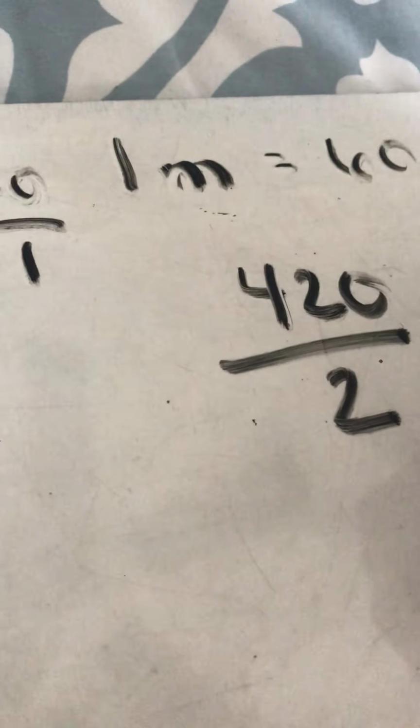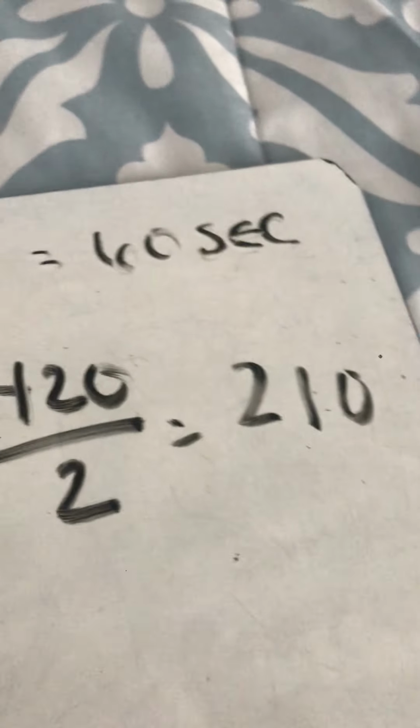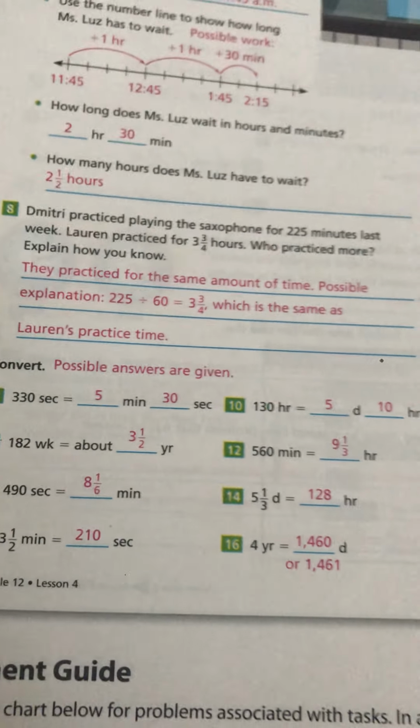What is half of 420? So we cut 4 in half, we get a 2. We cut 2 in half, we get a 1. 210 plus 210 makes 420. So the answer to number 15 is 3.5 minutes equals 210 seconds.